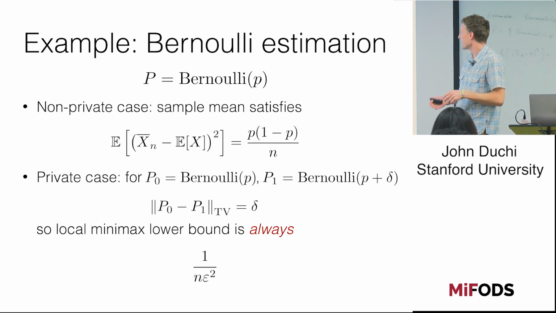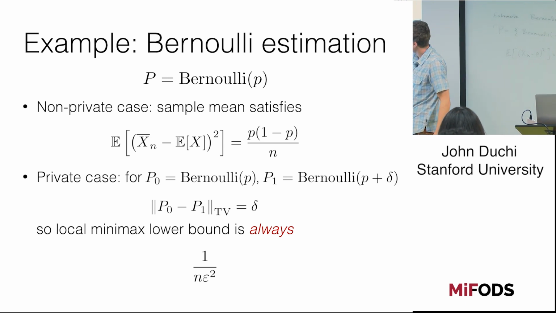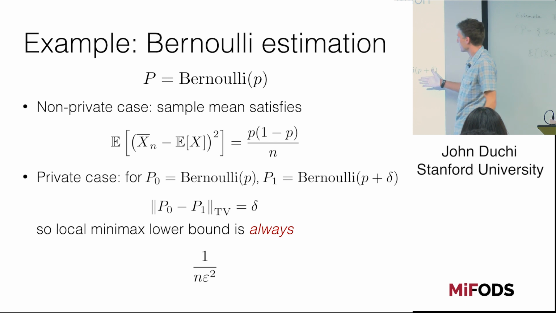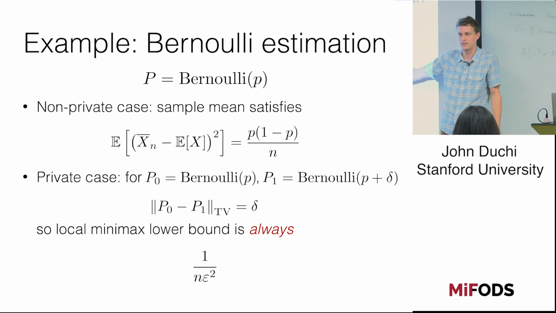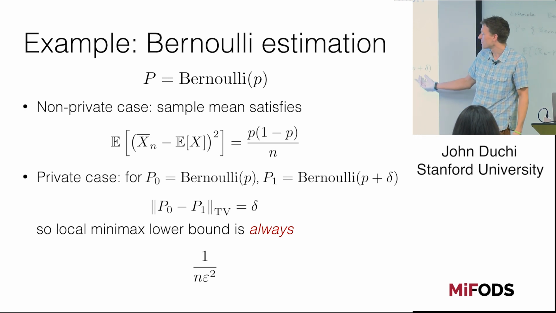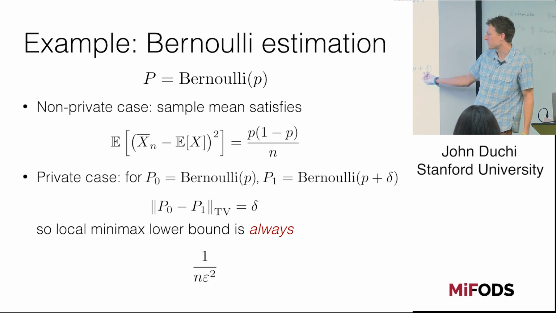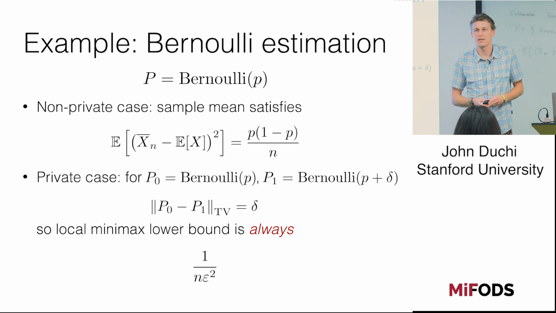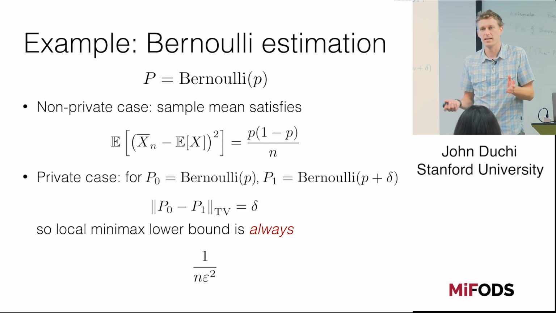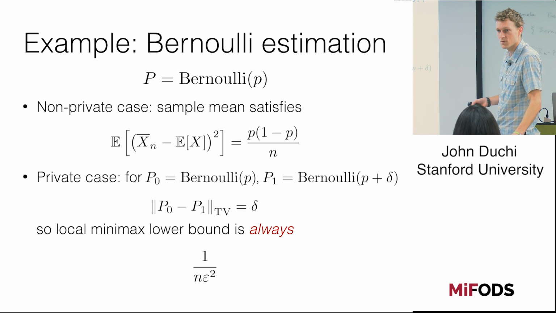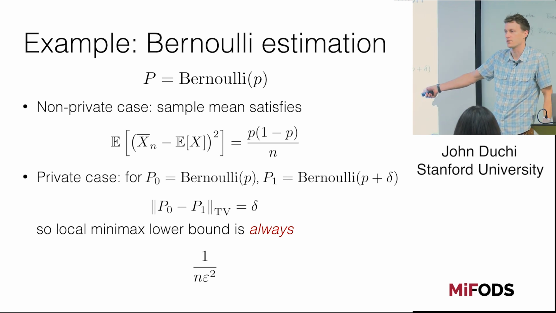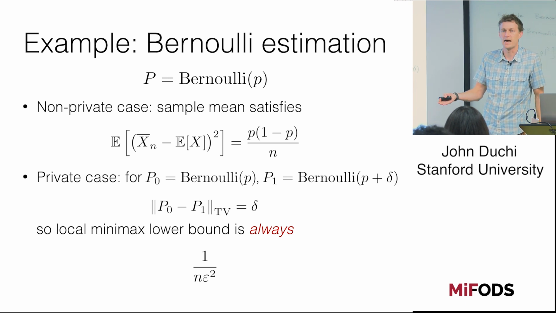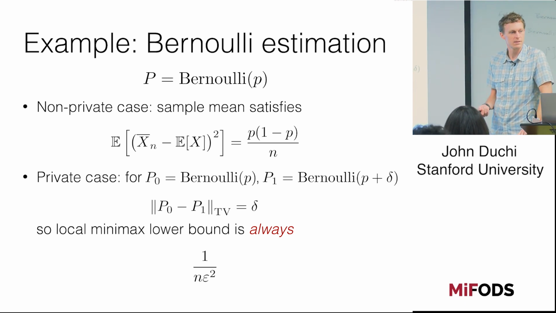It turns out in the private case, I give you a Bernoulli p. Well, the variation distance between p0 and p1 for Bernoulli p plus delta is always exactly delta. That's the variation distance. So if the modulus of continuity is based on delta, the local minimax lower bound for the private case is always 1 over n epsilon squared, no matter what. It doesn't matter what your population is, it's always going to be as bad as it could possibly be. You can't be adaptive to the easiness of a problem.